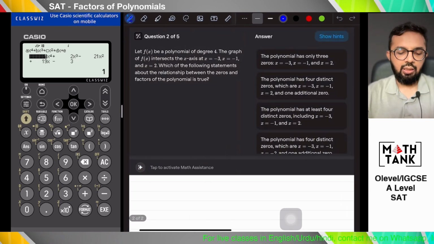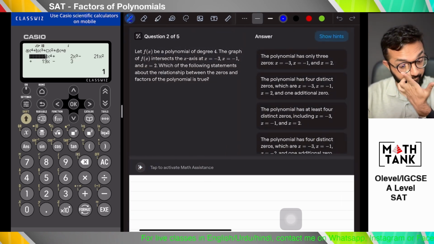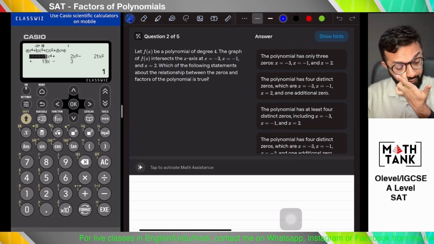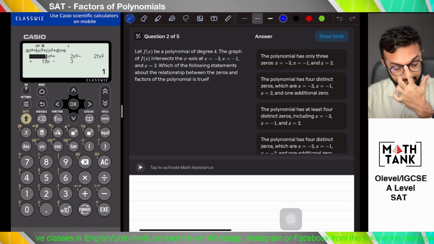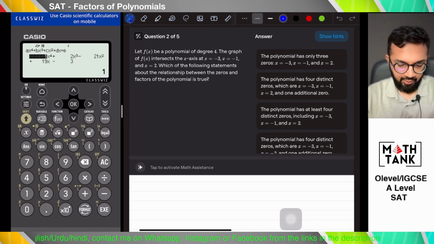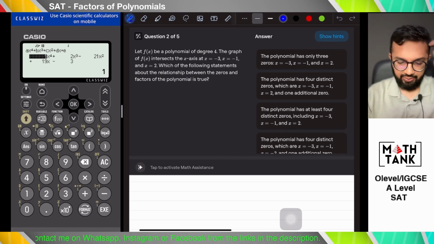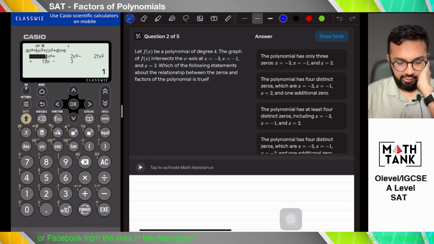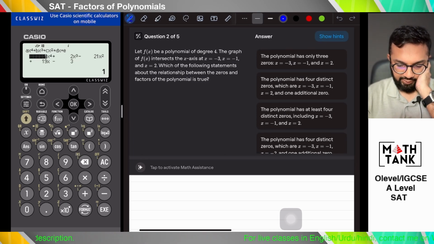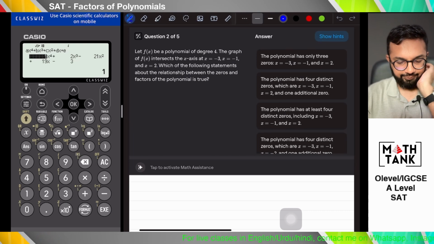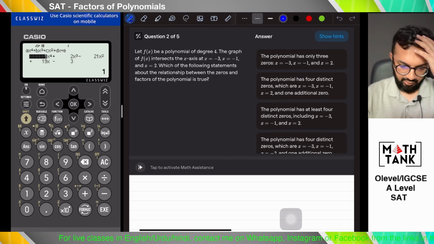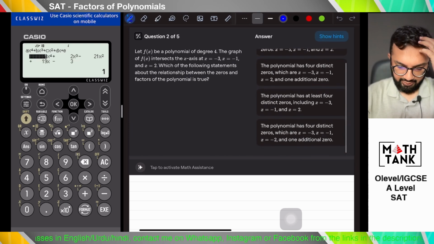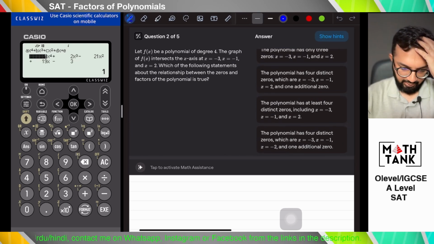Okay. Let f of x be a polynomial of degree 4. The graph of f of x intersects the x-axis at -3, -1, and 2. Which of the following statements about the relationship between the zeros and the factors of the polynomial are true? Okay, so the polynomial has only 3 zeros. It's not... has 4 distinct zeros which are and 1 additional 0.